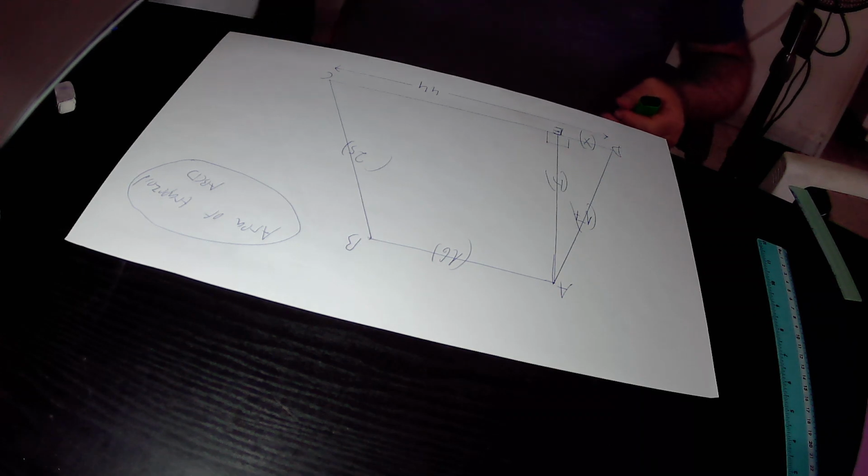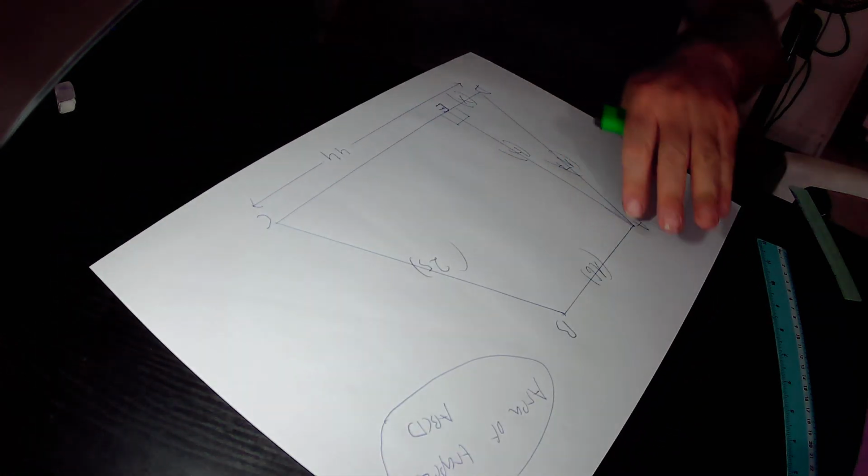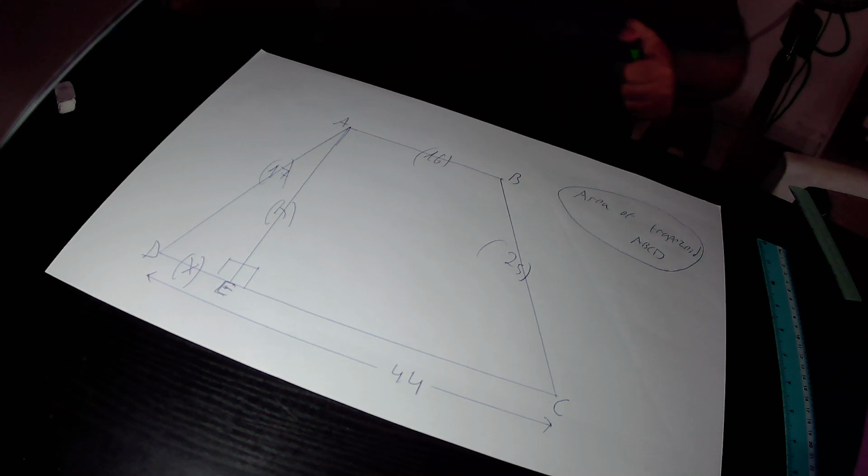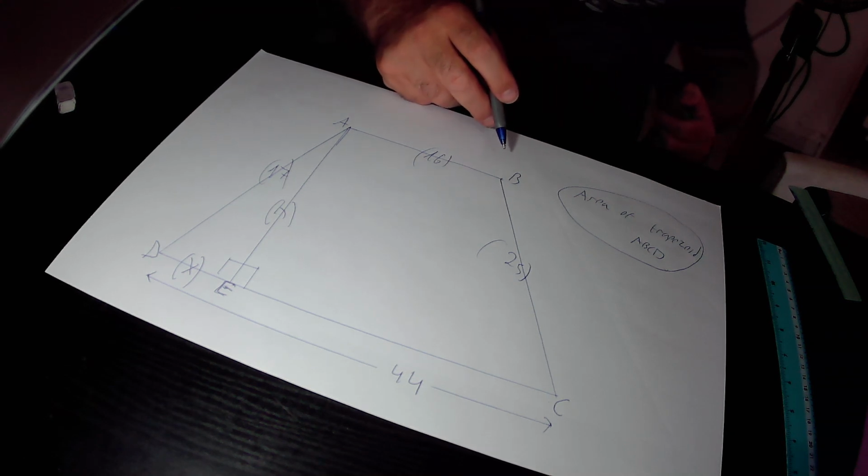In the next step, we will do another construction, that is to say, from point B, we will draw a perpendicular on DC.